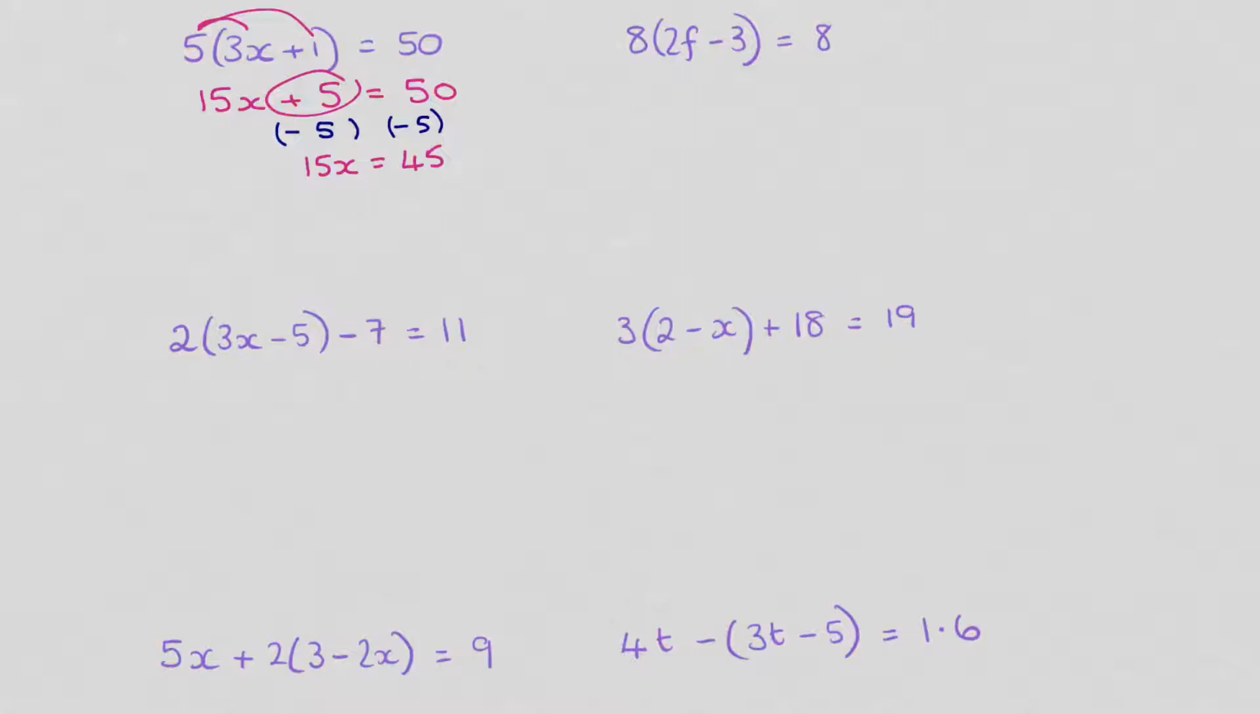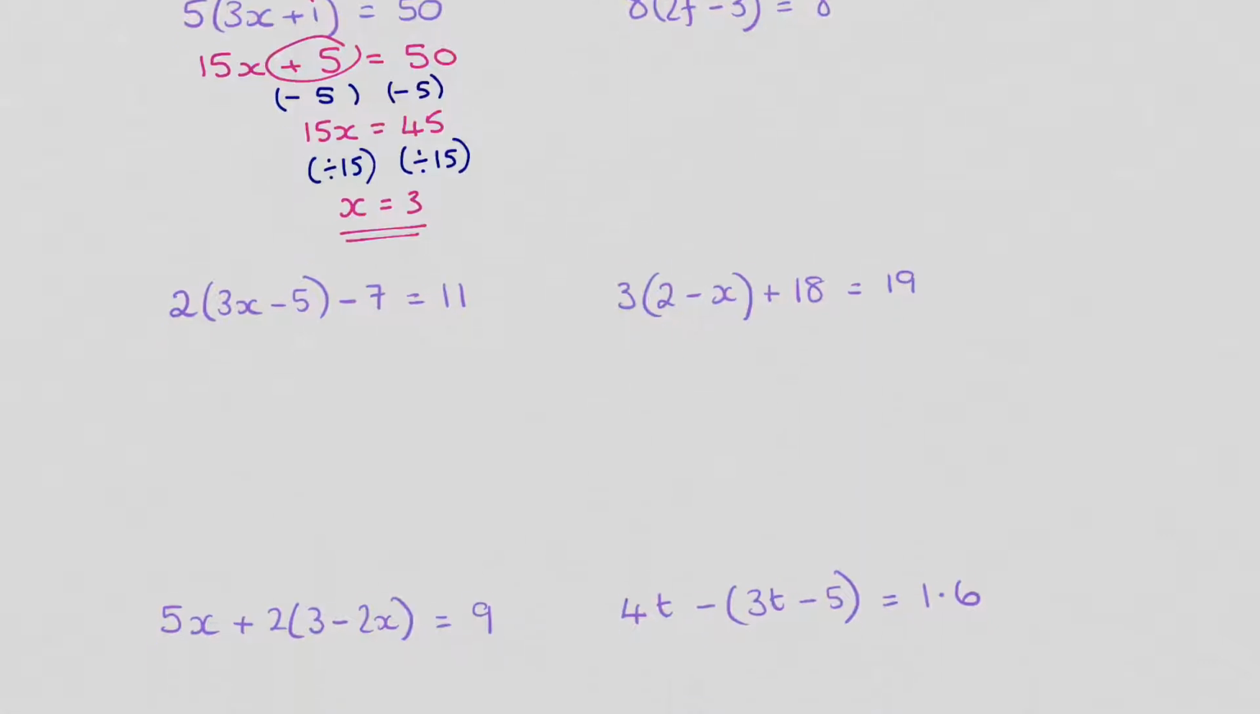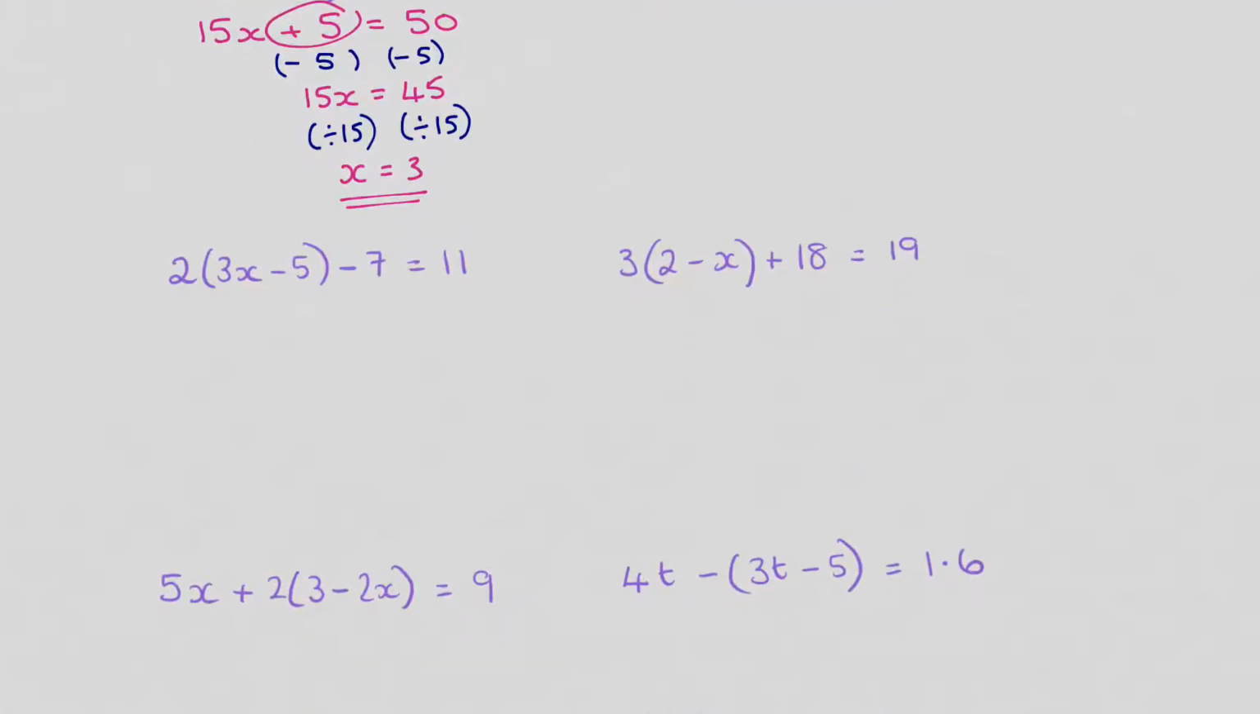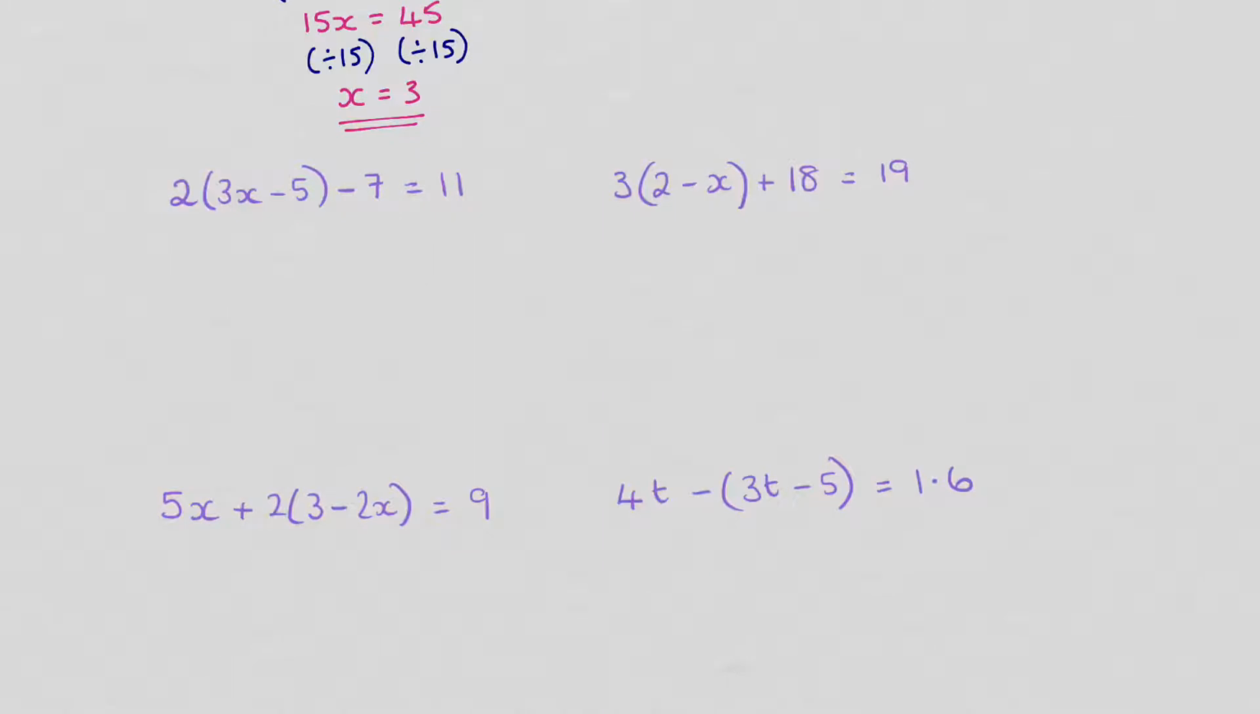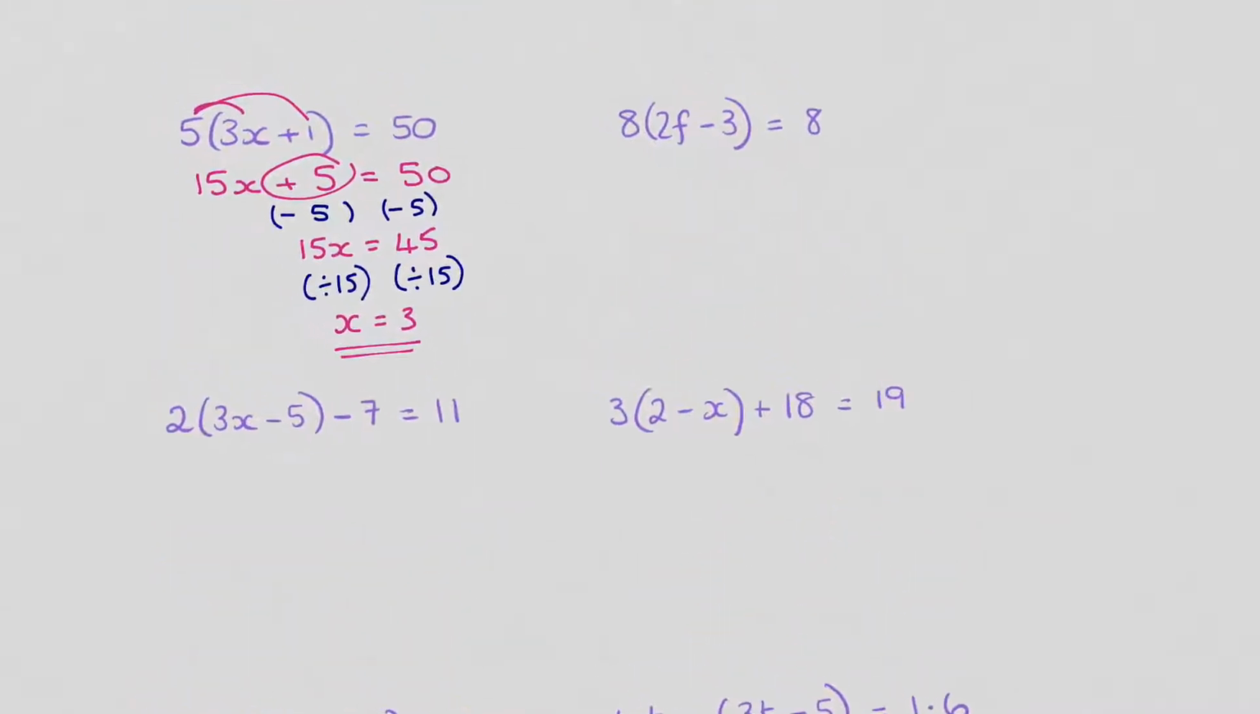Now, this means 15 times x is 45, so x is being multiplied by 15. So we divide both sides by 15. So if you had 15x and split it into 15 bits, you'd have x in each bit. And 45 divided by 15 is 3. So remember what we're doing. Each time, when we're solving an equation, each time we write down a new equation, we can forget what went before and just solve it like we know how to do.